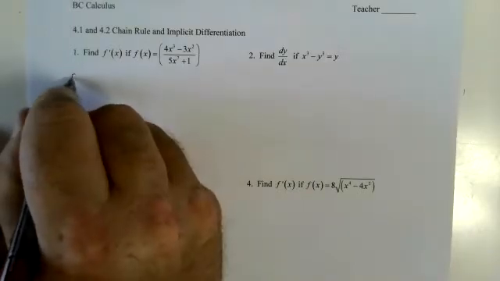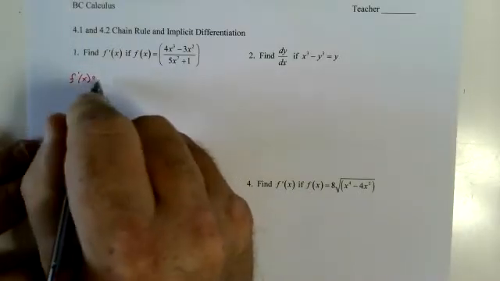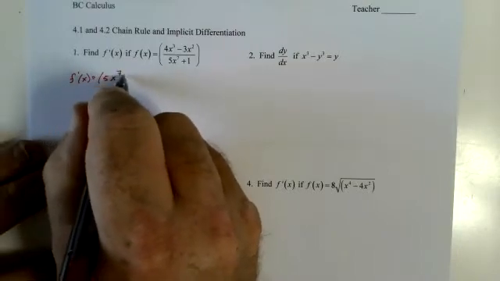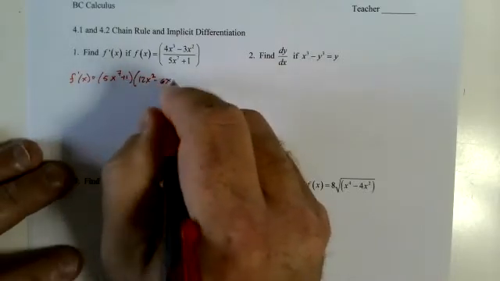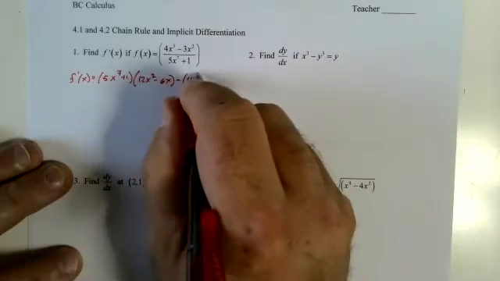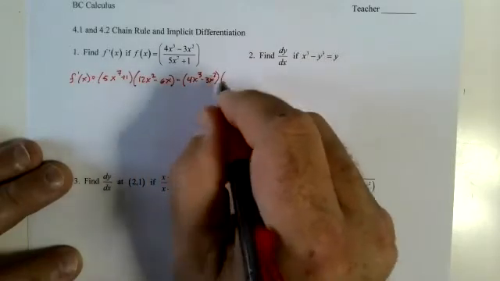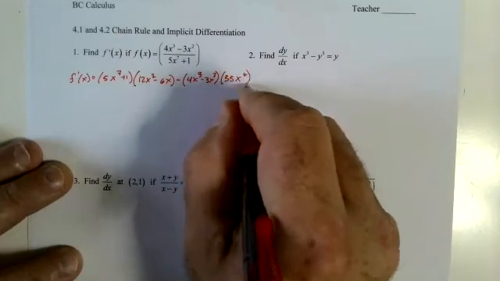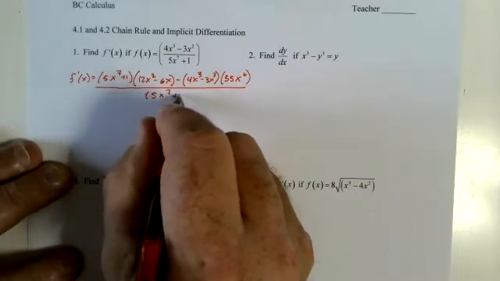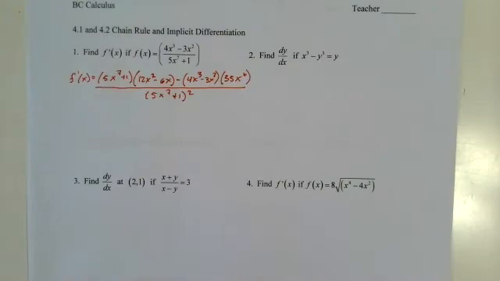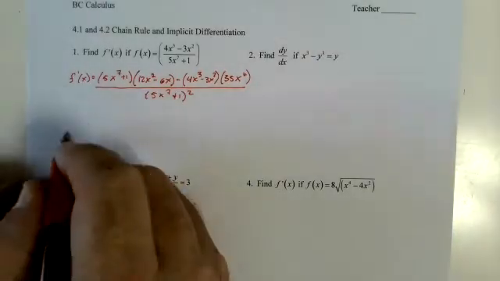So find f prime of x. Low, d high, minus high, d low, over low squared. Now, generally you could stop right there and just be perfectly happy and be done, but we're going to want to distribute those things out to make sure that we can find the answer that's going to be the multiple choice answer.